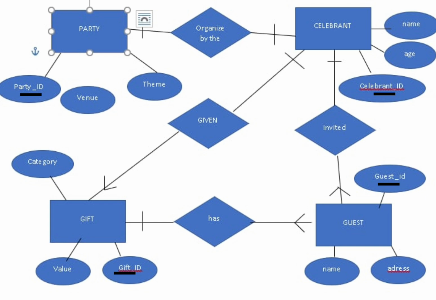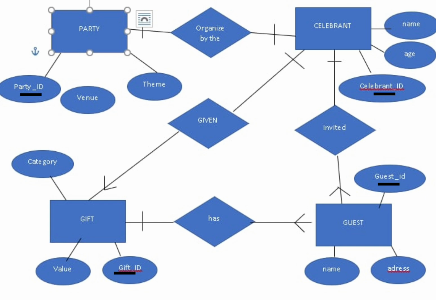Let's talk about entities. So, what is an entity? An entity is something we collect data about, like a party, a celebrant, a guest, and a gift. And we have attributes of the entities. So, what is an attribute? An attribute is a detail of the entity.